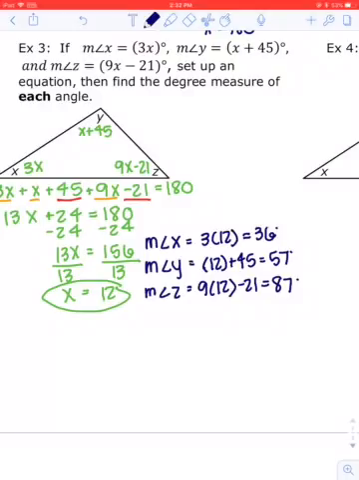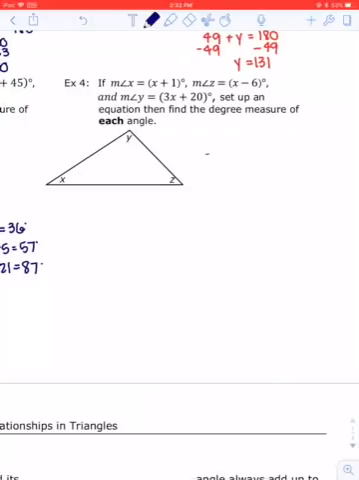So that's how we find these missing angle measures. We figure out what x is using solving equations knowledge, which you have mastered, and then we plug those values back in for our variable. So I want you to pause the video here and do example 4.